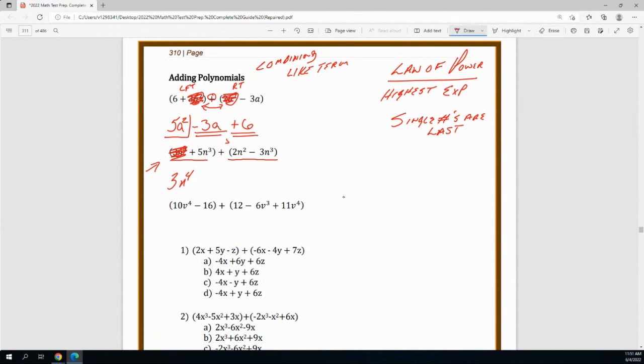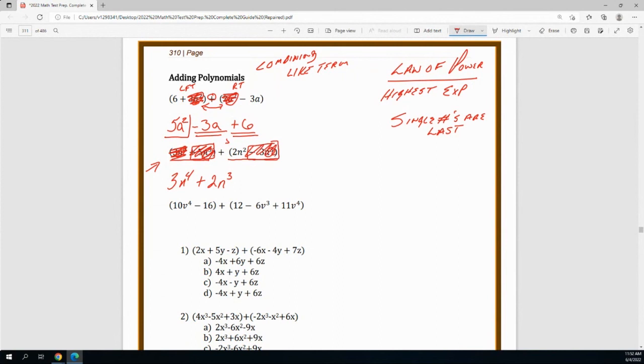Now, what would be the next highest exponent? Well, hopefully you'd say, I see an n to the power of 3 on the left. I also see an n to the power of 3 on the right. I'm going to say, yes, let's combine those. Now, this is a plus 5n to the third. That is a minus 3n to the third. And when you combine a 5n to the third, or positive 5, and a negative 3, you get minus 2. I'm sorry, plus 2. So we have to write plus 2n to the third.